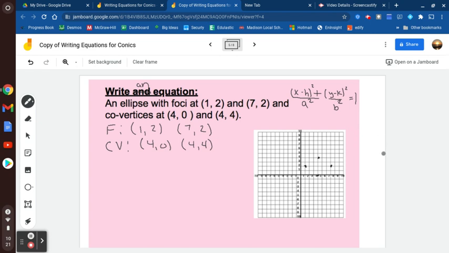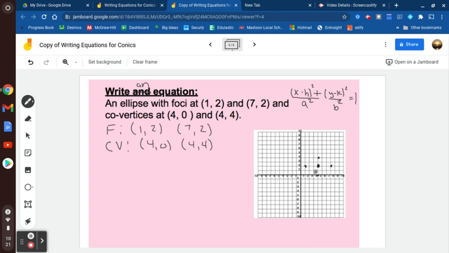Ella, what's 4? The A. Not the A. Something's B. Is it H? So the H, because look, isn't right here my center? Because when I look at my two covertices, it's in the middle. When I look at my two foci, it's in the middle. What do I call that?